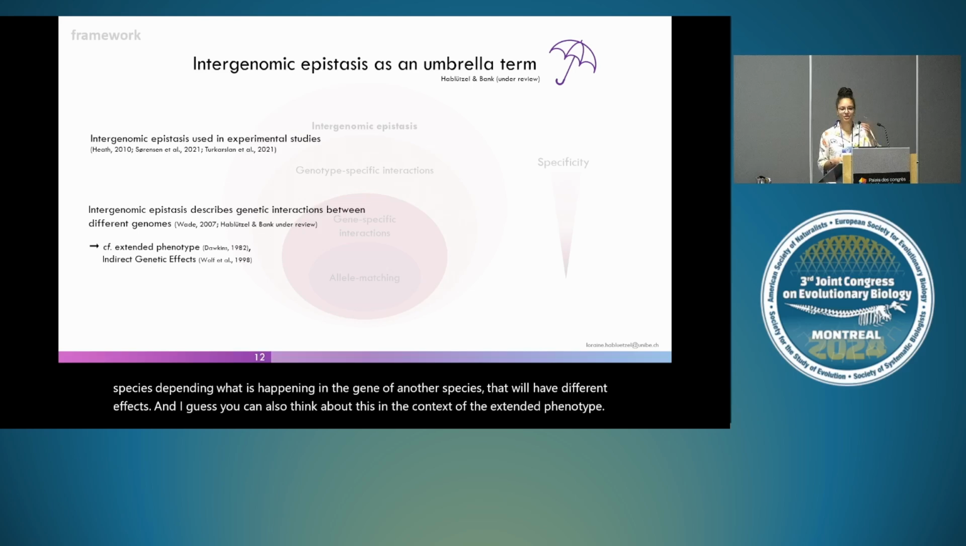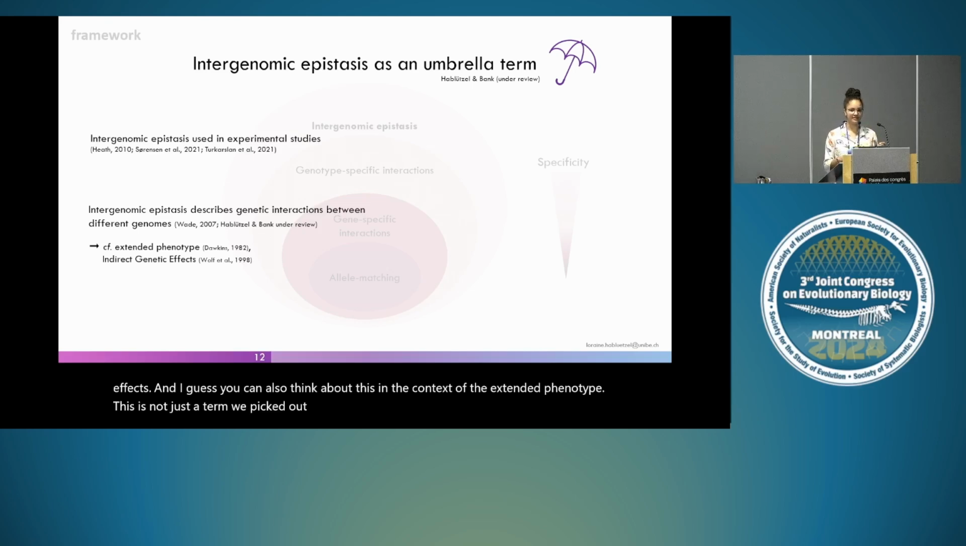This is not just a term we picked out of thin air, but instead this is something different people have used for their empirical studies. So they use the term endogenomic epistasis to describe between species genetic interactions. But my question was more on the conceptual mathematical side. So how can I find a mathematical formalism to describe this, to characterize these interactions, to be able to compare them and describe different systems?